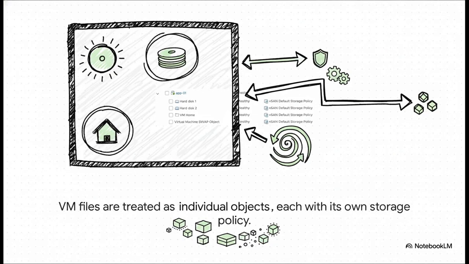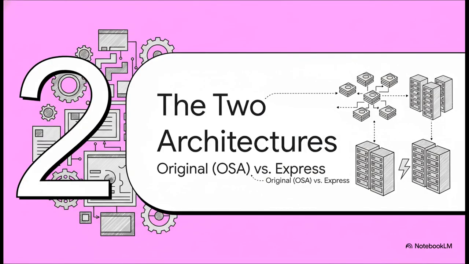And this image? It's the perfect illustration of what I'm talking about. See this? A single VM is actually made up of a bunch of different objects. You've got its virtual disks, its config files, even its swap file. And because each one is a separate object, they can all be managed independently. That's huge. It means you can apply specific storage policies for things like performance or protection to the exact parts of the VM that need them. It's super granular.